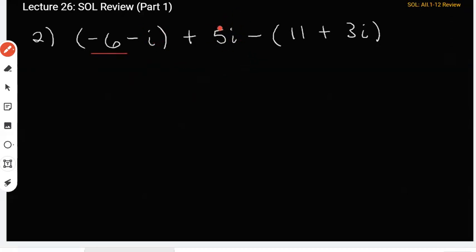The 5i is also imaginary. And then this 11 is going to be a real number. So if I was to put the real numbers together, I would have negative 6 minus 11. That would give me negative 17. Okay, now let's put the imaginary parts together. I have a negative i, negative 1i, plus 5i, minus 3i. So then I would have 5i minus 4i. That would be just 1i.